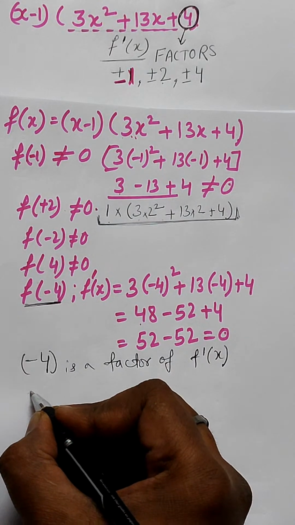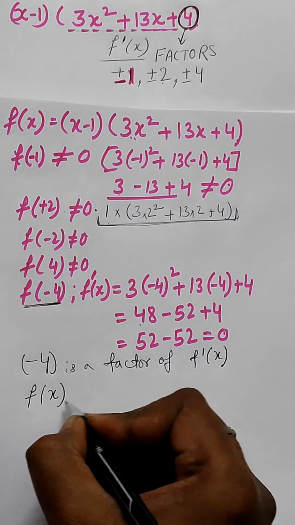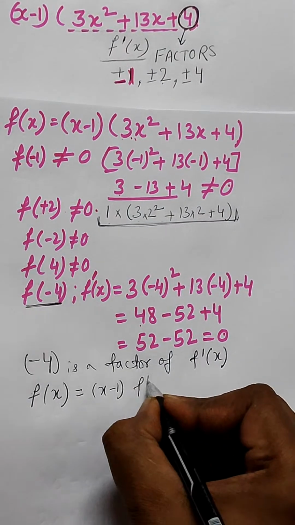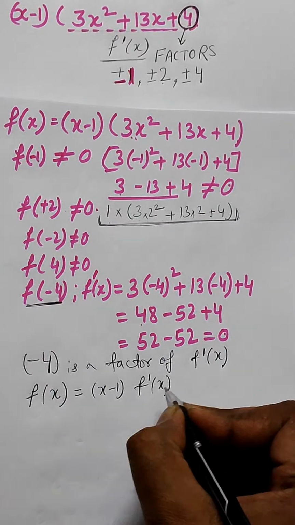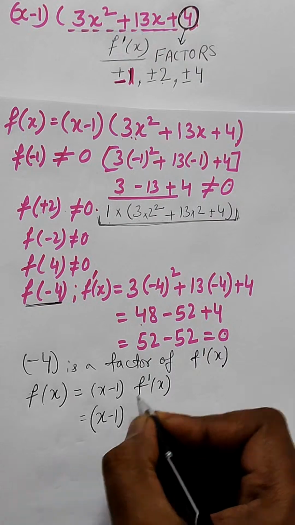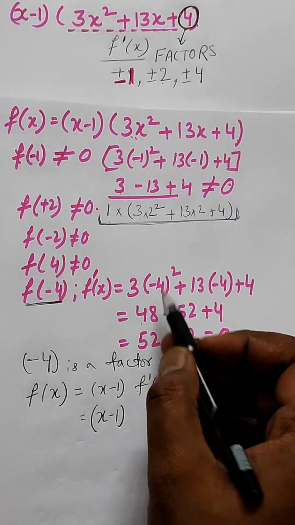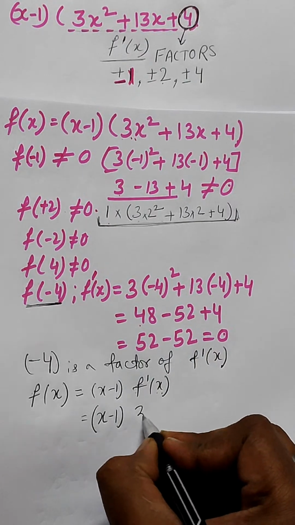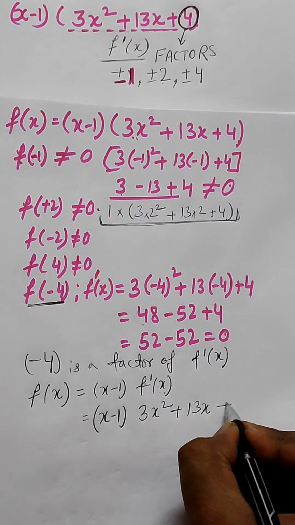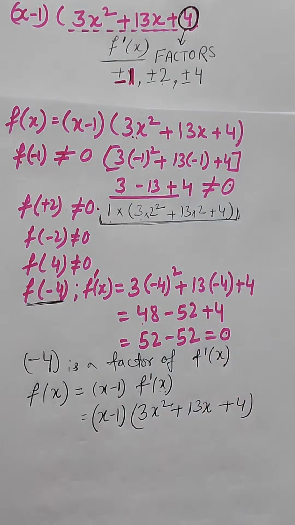So we can write f of x as x minus 1 times f dot of x. What is f dot of x? That is 3x square plus 13x plus 4, right? This one.